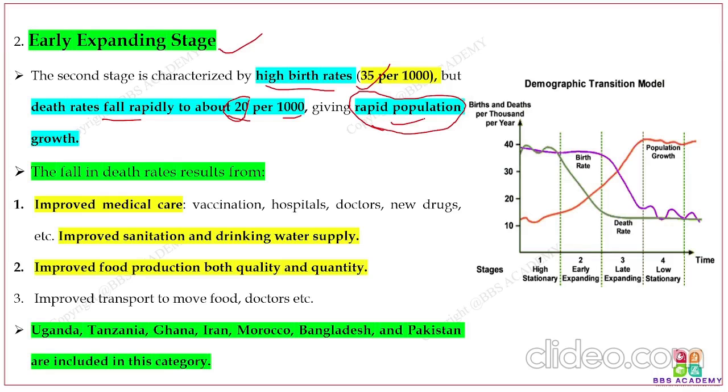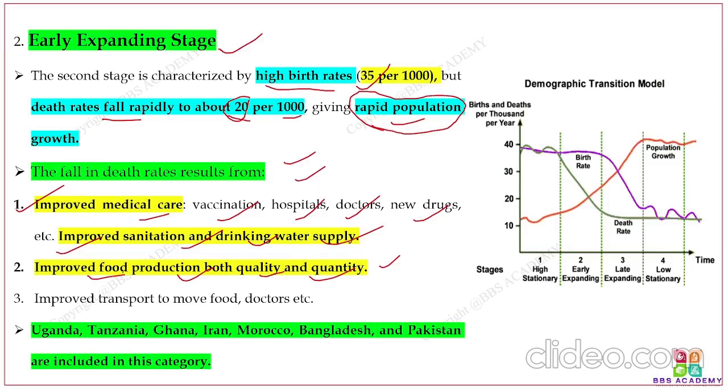Why is there a fall in the death rate? This is because of improved medical care like vaccination, hospitals, doctors, new drugs, etc., and improved sanitation and drinking water. Also improved food production, both quality and quantity. These are the reasons the death rate is slowing down or declining.